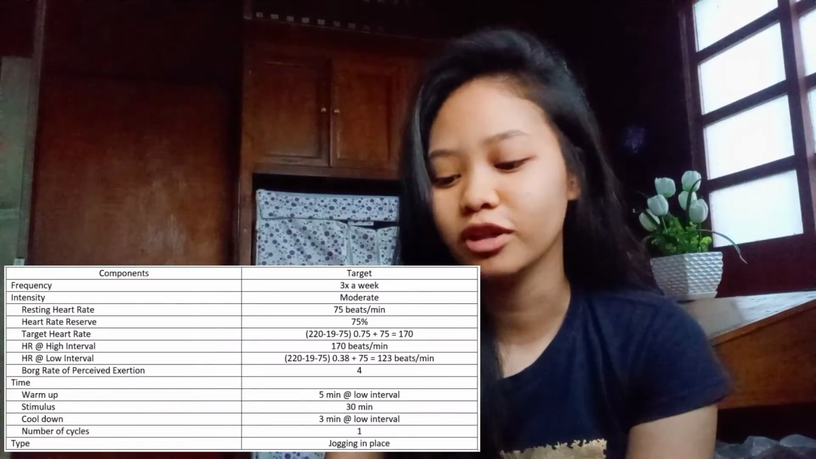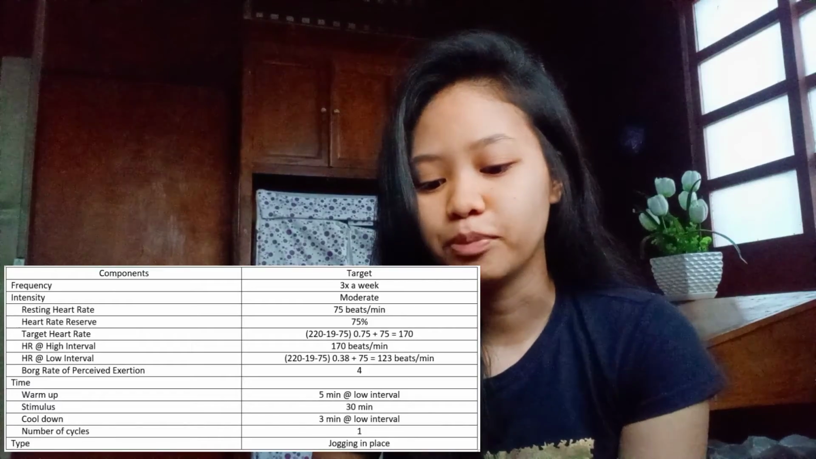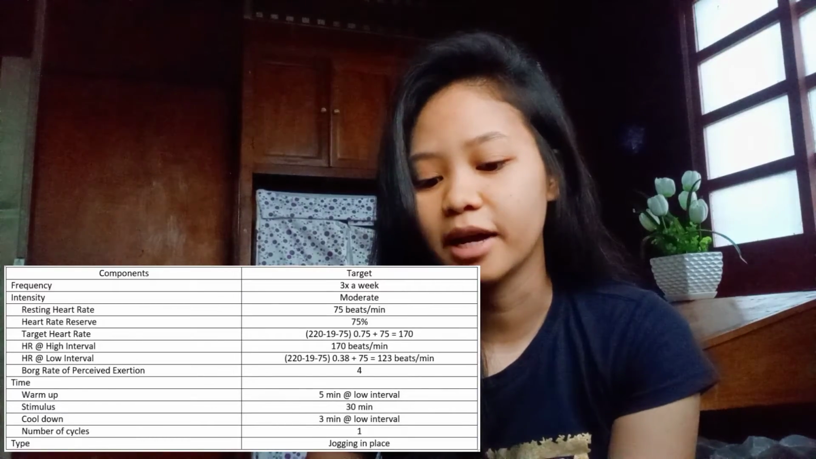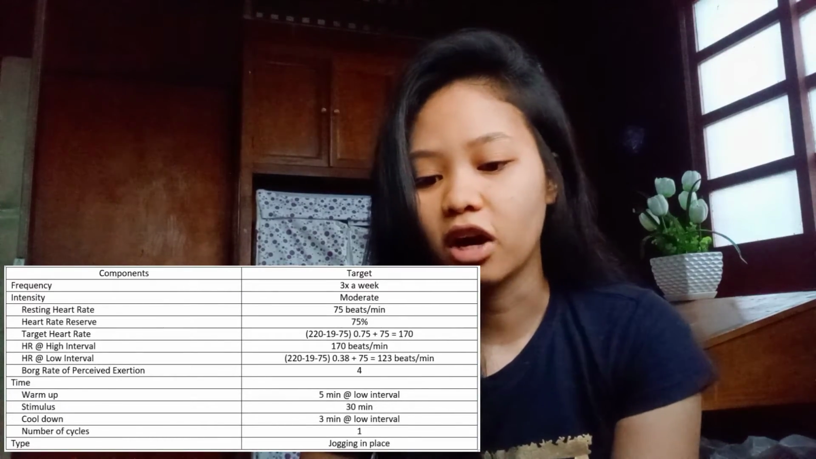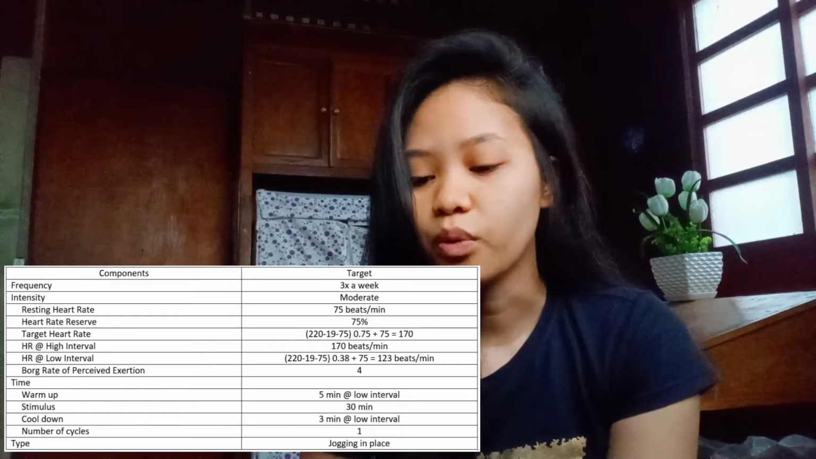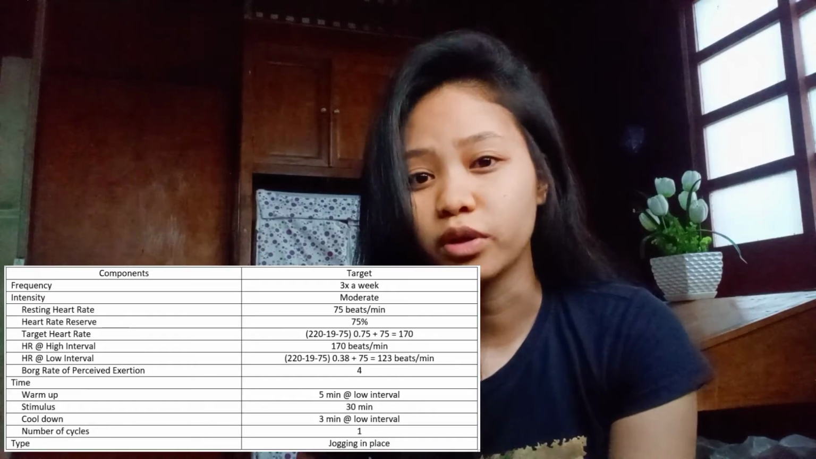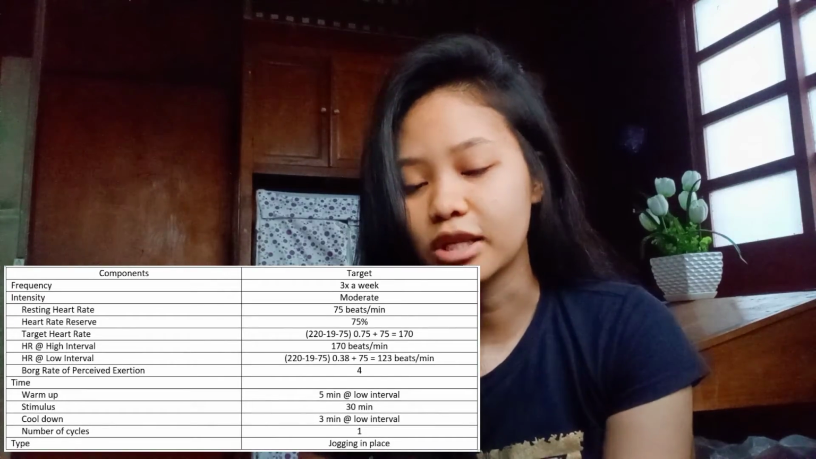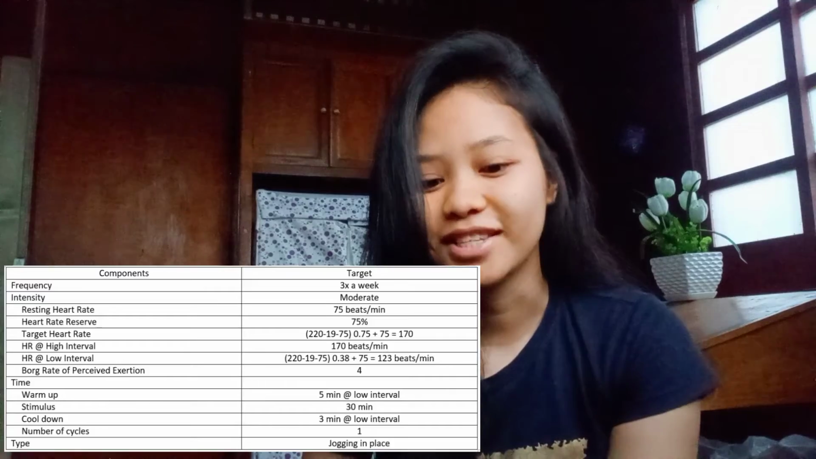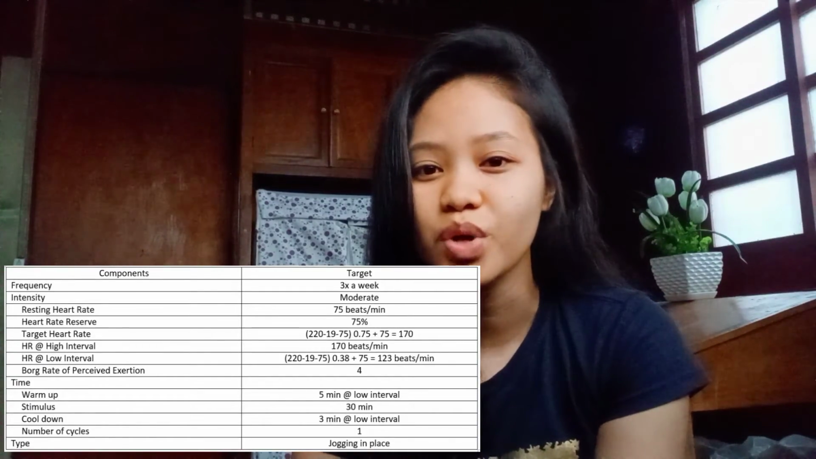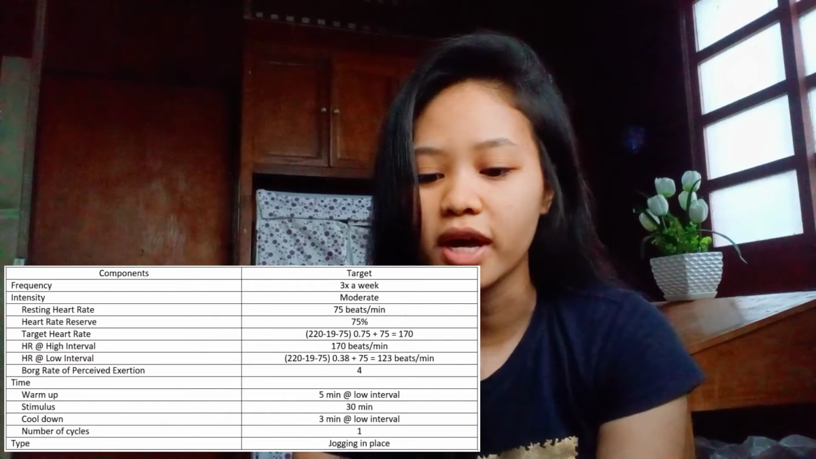As you can see in the table, I put in the frequency part as 3 times a week. This means I'm going to do cardiovascular conditioning within 3 days every week. I'm going to choose what day I'm going to do it as long as it is 3 times a week. Proceed to the intensity. It is moderate. I choose moderate because I am not new to exercises. I already have an idea on what to do when you exercise, and so it is moderate.